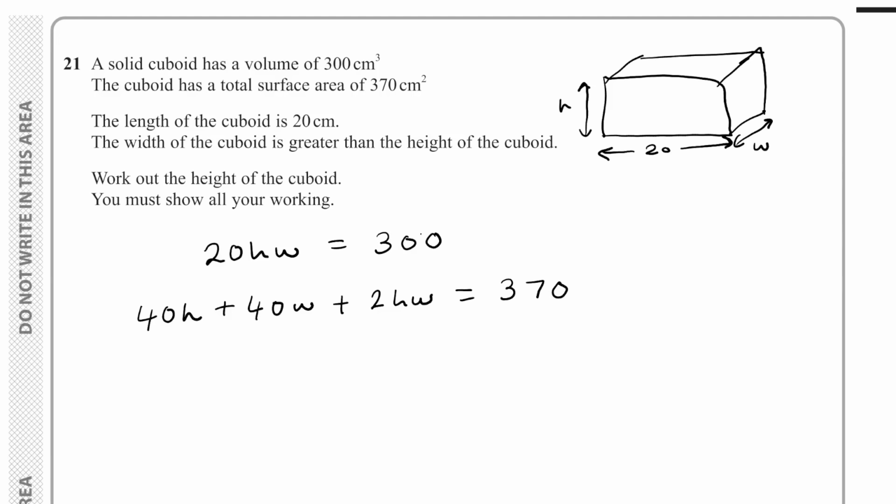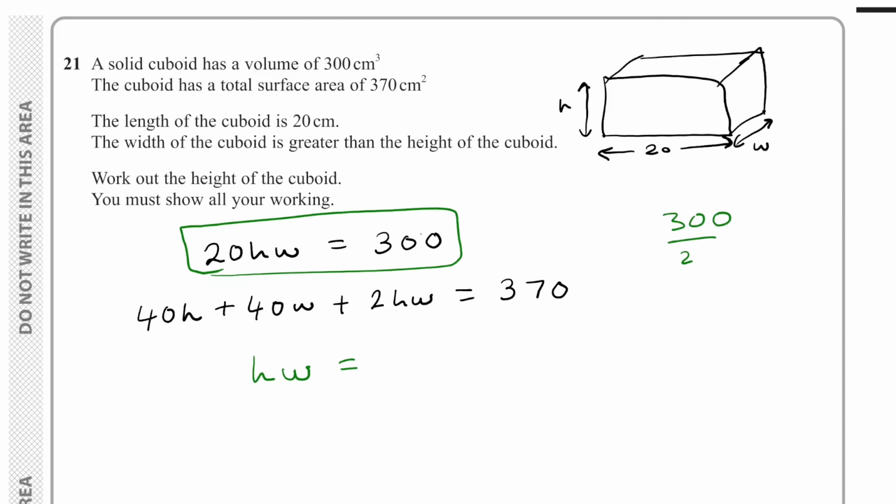So let's make this into one equation somehow. We want to get rid of one of these letters. I'm going to take my 20HW, this formula. I'm going to divide both sides by 20. That would make it easier. So H times W is 300 over 20, which is 30 over 2, which is 15. So H times W is 15, and I'm going to get rid of one of them. It doesn't matter which one. W equals 15 divided by H.